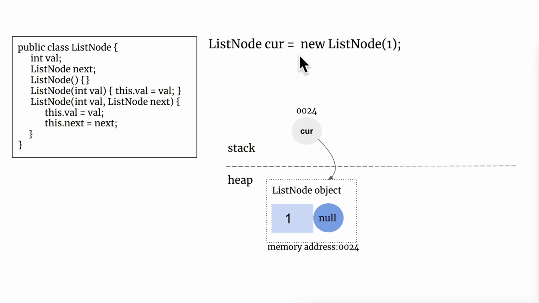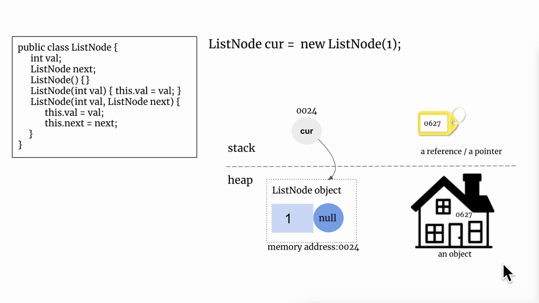On the right side of the equals sign, the new operation allocates space for a ListNode object on the heap at memory address 0024. On the left side of the equals sign, cur is a reference to the object. Currently, cur holds the address of the object and resides on the stack in memory.